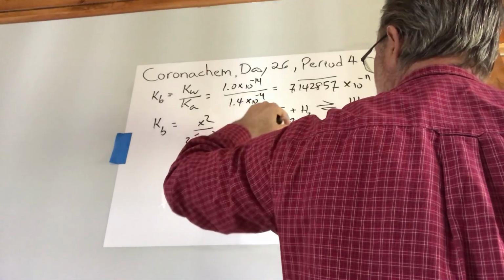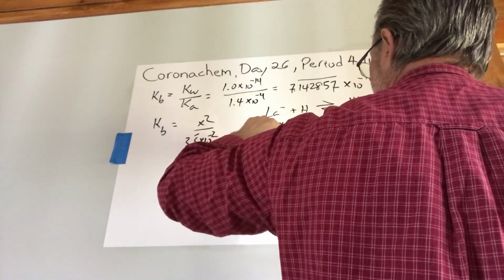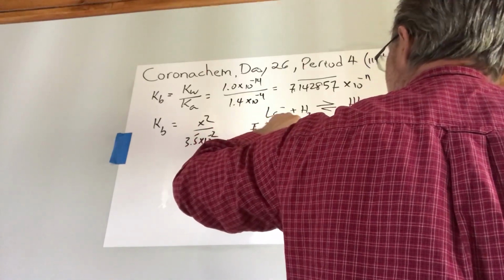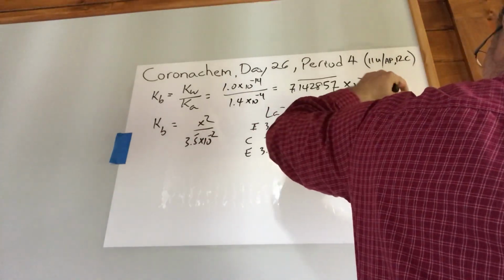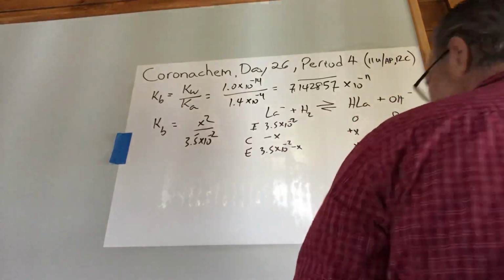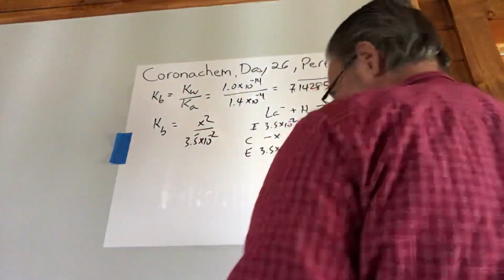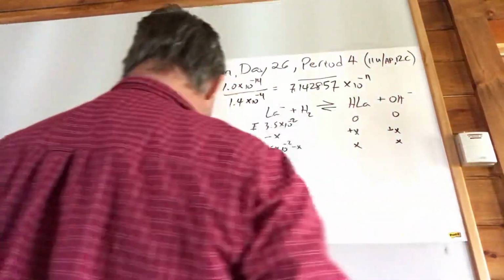And X is going to dissociate. So at equilibrium, it'll be 3.5 times 10 to the negative 2 minus X. This will be at 0, and it'll be plus X at equilibrium. This will start off at 0 as well and go up by X and become X. So that's how you get this, which generates a trinomial in the end.